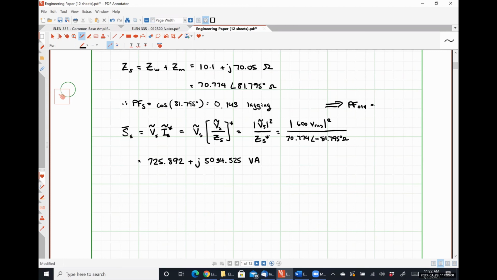All right, so our old power factor, to be clear, PF old, was 14.3% lagging. Our new power factor is going to be 95% lagging. So how can we use this information to determine the new complex power after power factor correction, which we'll call S new? Any thoughts?